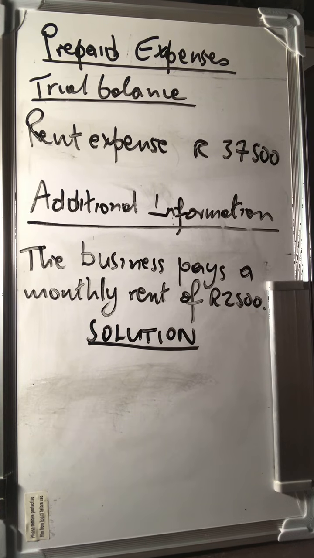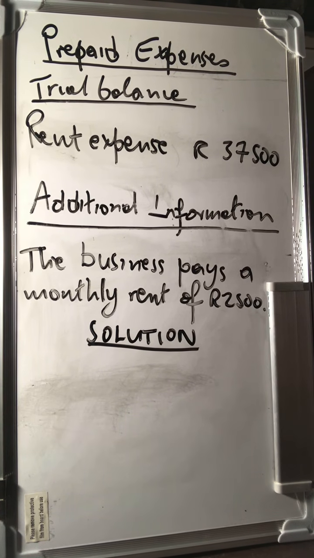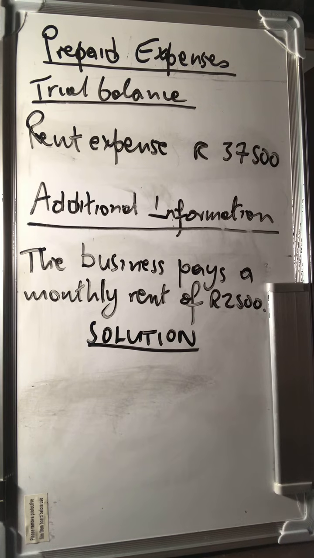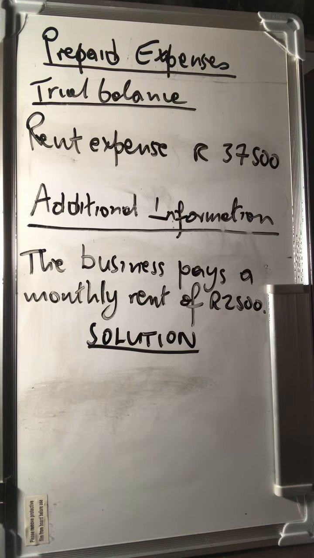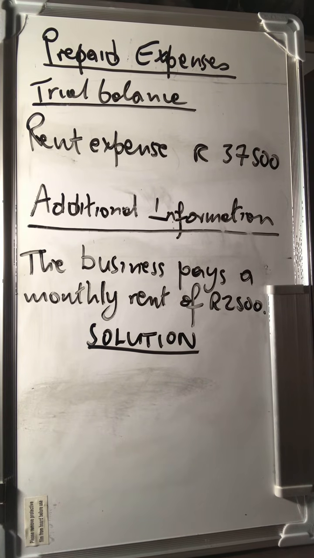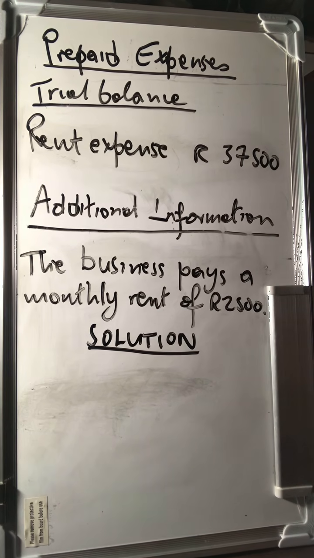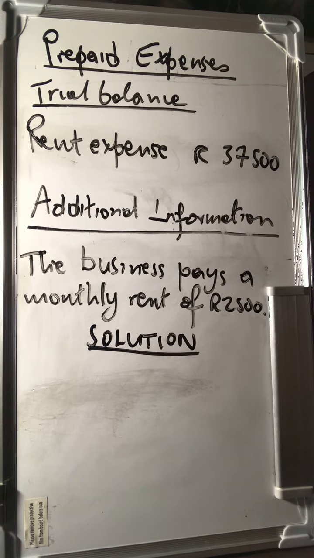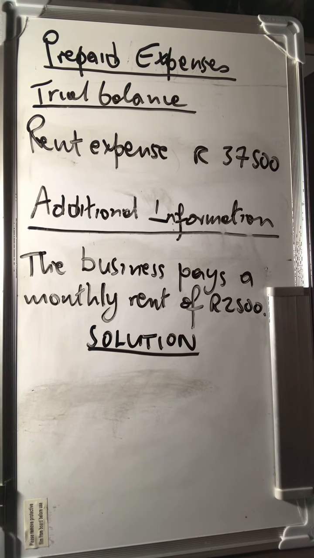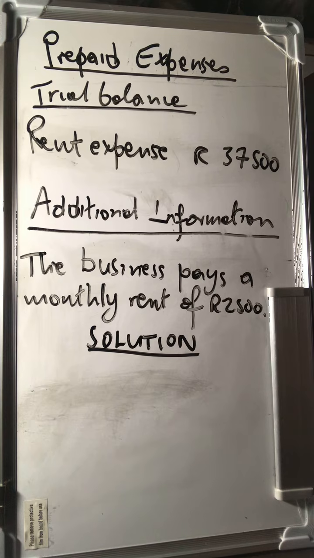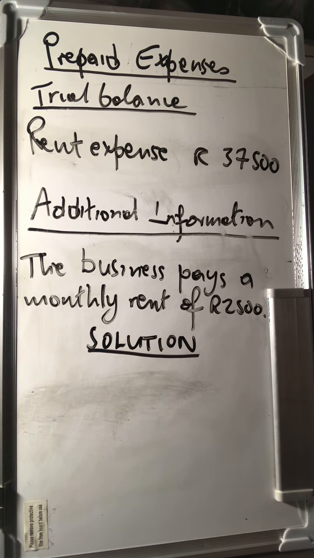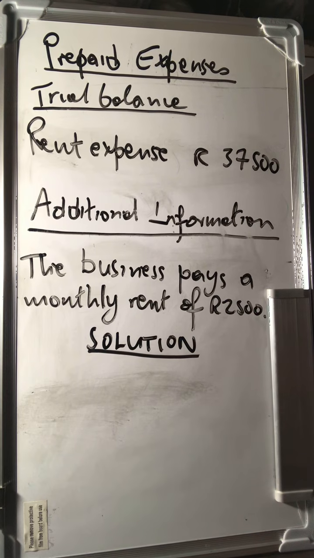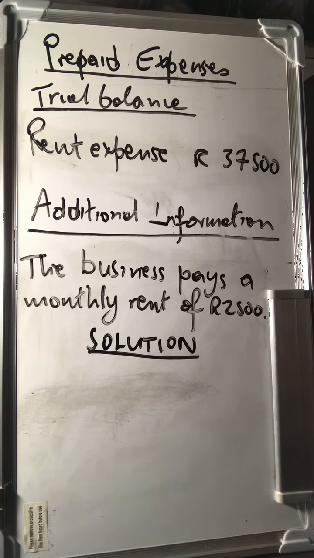So we are still dealing with prepaid expenses. Now let's look at our trial balance. The extract from the trial balance tells us that we have paid a rent expense of 37,500 for the current year. Now we need to investigate through the additional information to see whether that 37,500 is for the whole year, or whether we are still missing some months. Do we have some months that are still in arrears, or have we paid for a couple of months in advance? We have to investigate.